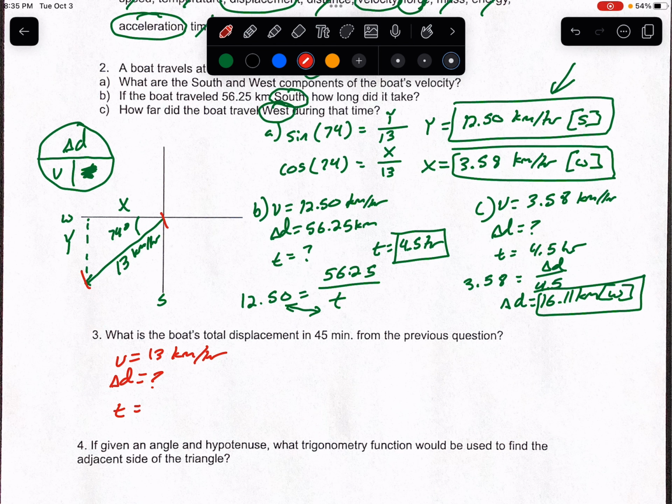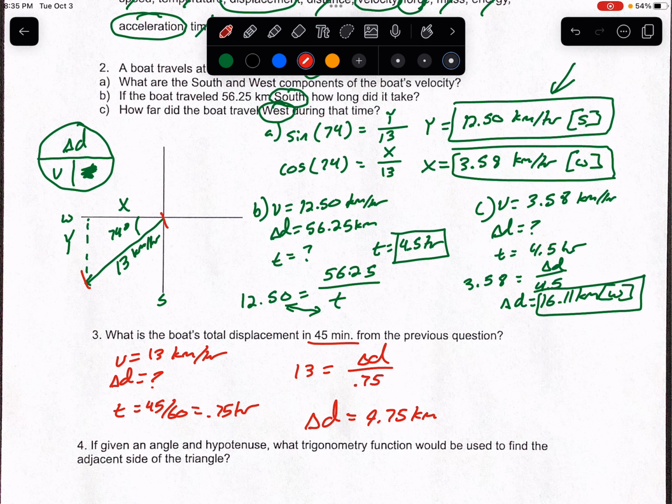And I gave you time, just be careful with this. It's in 45 minutes, and your velocity is in hours. So if you do this real quick, you just take 45 minutes and divide it by 60. That'll convert you to hours, so that's 0.75 hours. And now you're good. So V equals D over T, so 13 equals D over 0.75. So our displacement is going to come out to be 9.75 kilometers.